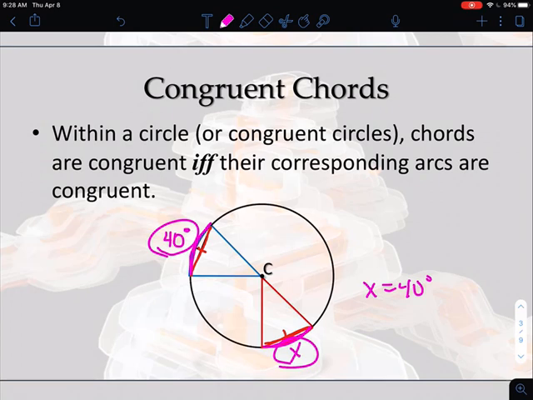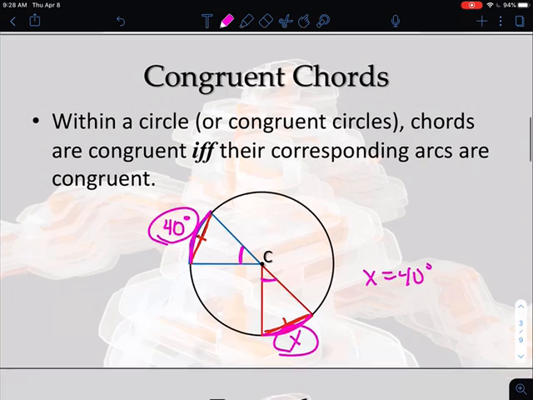It works both ways. Also, because arcs and angles are the same, the angles in the middle would also have to be the same. So it all goes hand in hand. Angles are the same, means the chords are the same, means the arcs are the same. It's just a lot of setting things equal to each other.